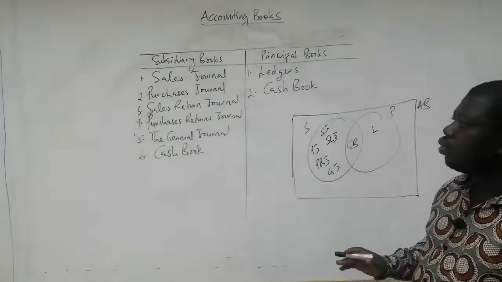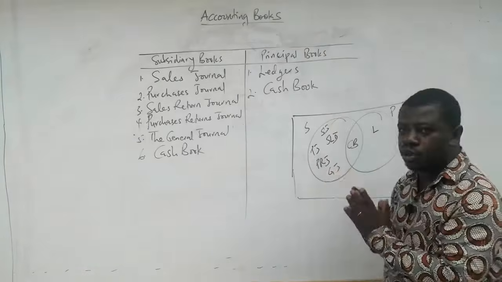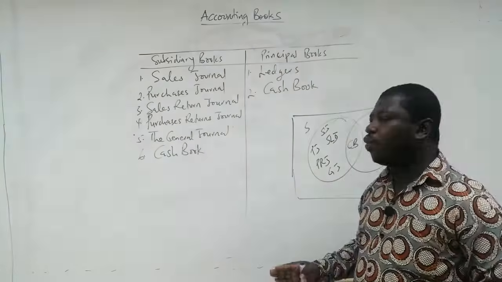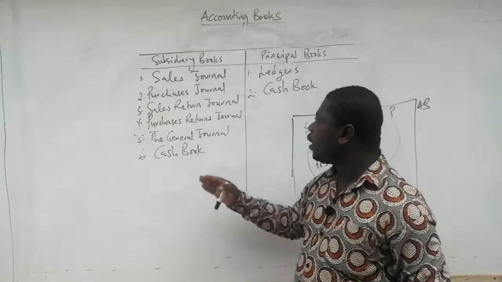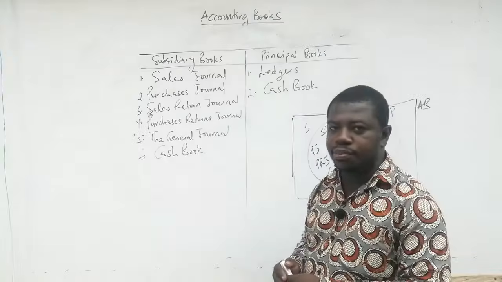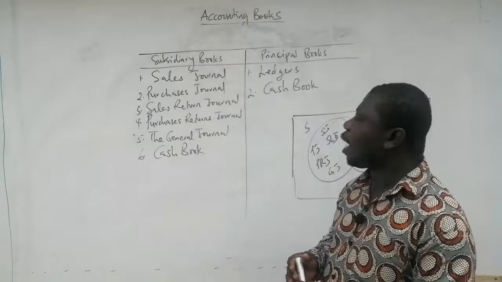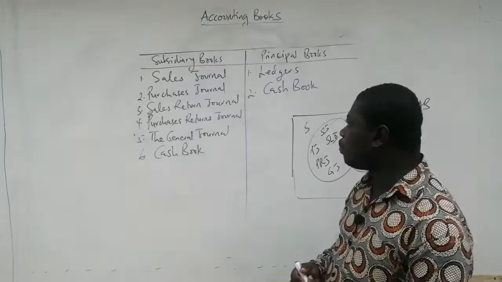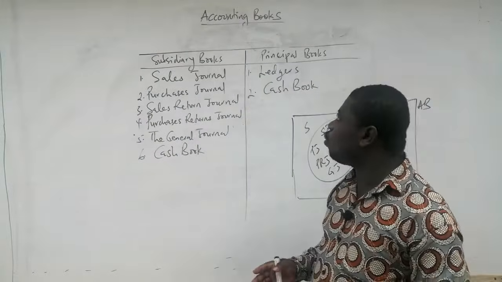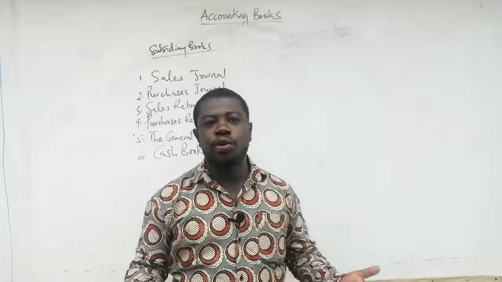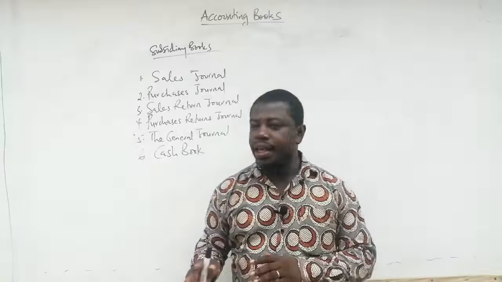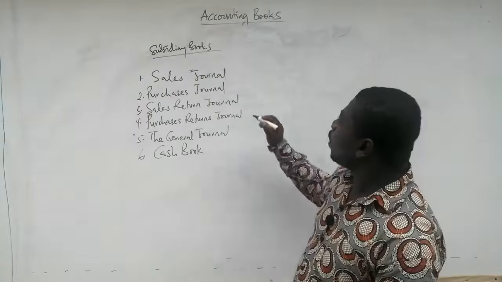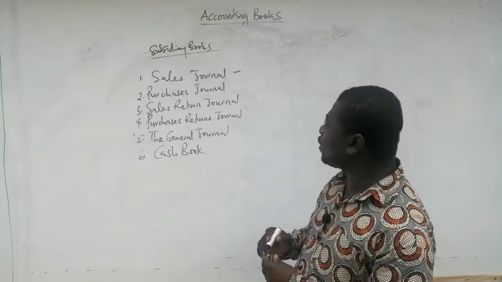So we are going to take each of these books under their categories one by one. We are going to start with the subsidiary books and explain the uses of each of these books, and then from there we'll pick up the principal books and look at them extensively as well. That is what I want you to know for now. So we are going to look at these books and the uses of each of them, and explain them in detail. Now let us begin with the sales journal.